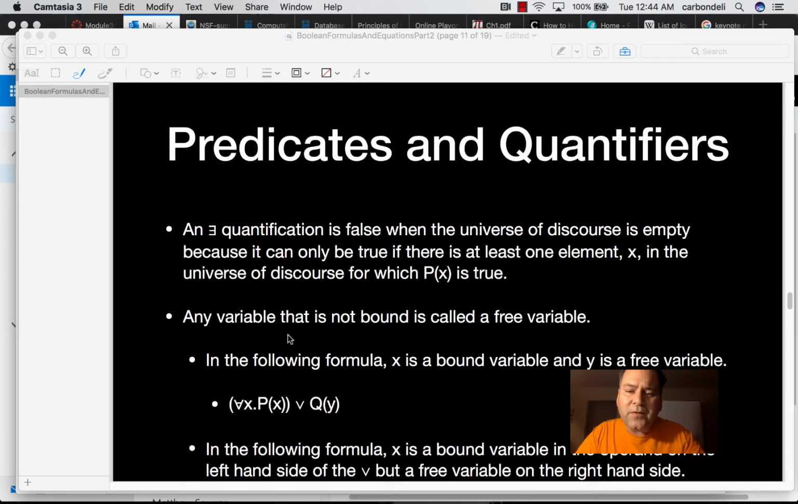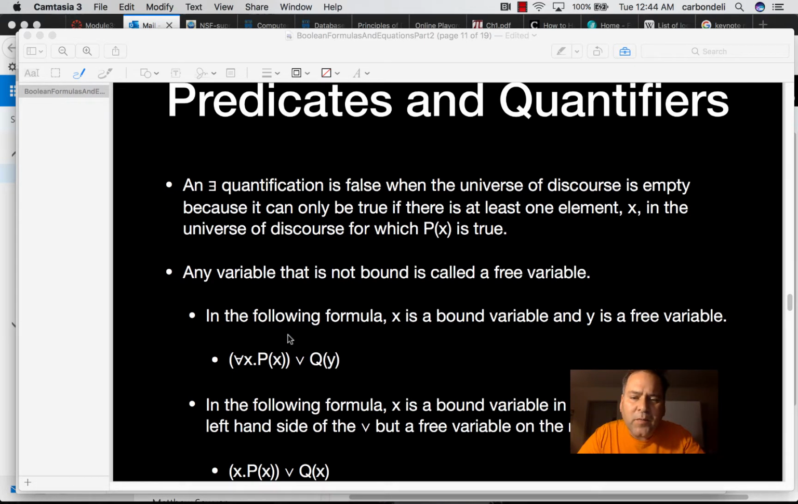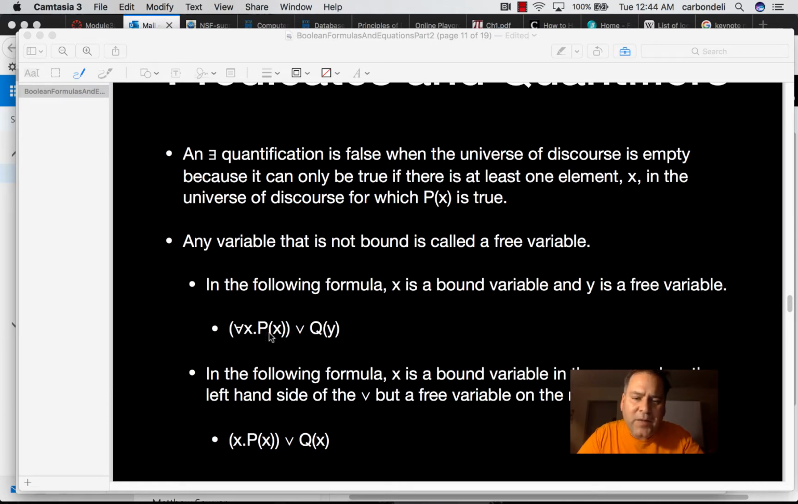Any variable that is not bound is called a free variable. In the following formula, X is a bound variable and Y is a free variable: for all X, P of X, and Q of Y. In the following formula, X is the bound variable in the operand on the left-hand side of the logical OR, but a free variable on the right-hand side. And you can see that here.